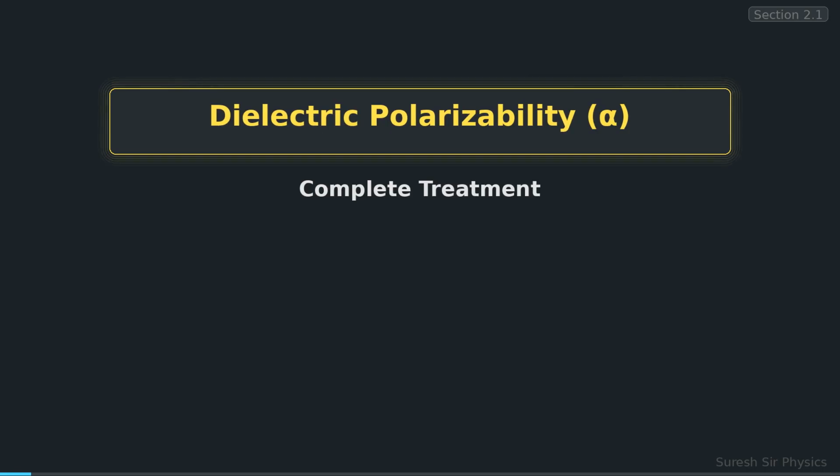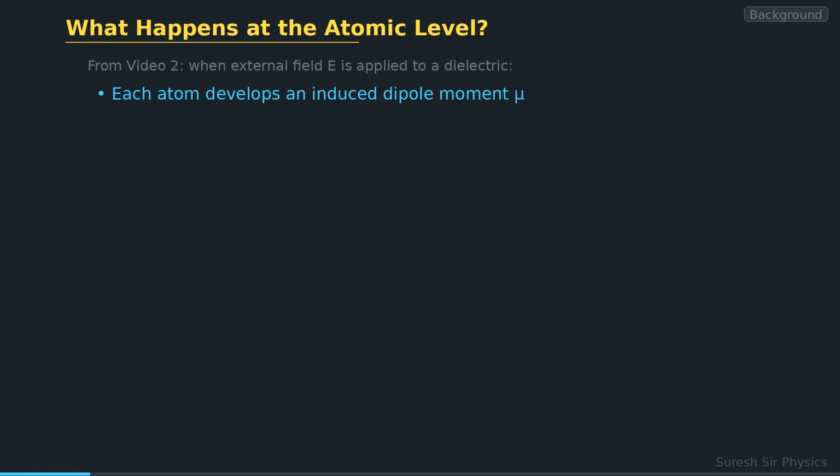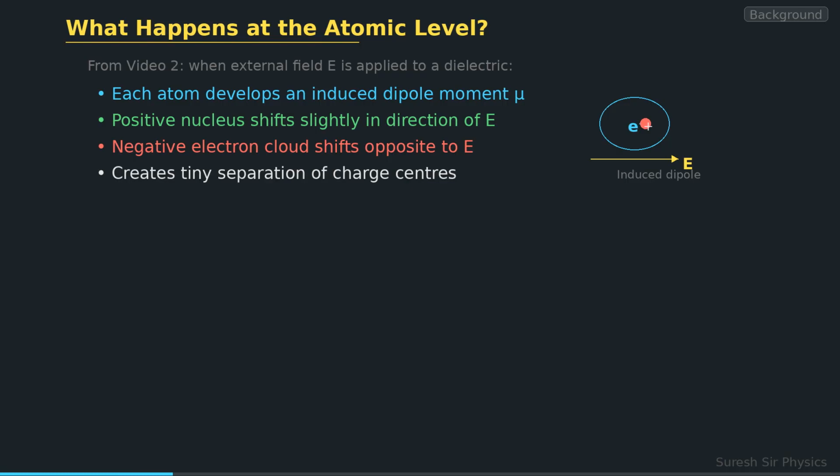When you apply an electric field to the material, what happens at the atomic level? From the previous class, that is in video 2, we know that when an external electric field E is applied to a dielectric material, each atom develops an induced dipole moment mu. The positive nucleus shifts slightly in the direction of E. The negative electron cloud shifts slightly opposite to E. This creates a tiny separation of charge centers within each atom.